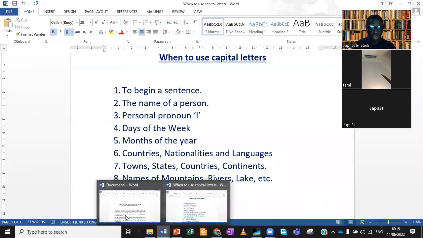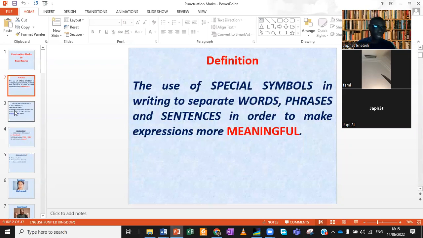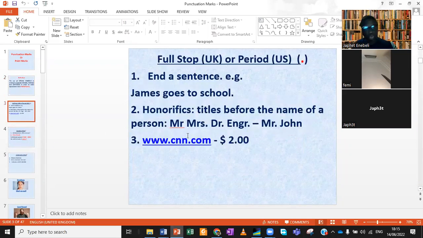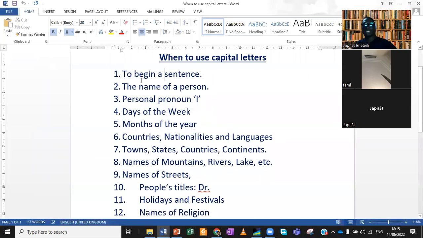Last time we discussed punctuation marks, and I think we stopped at full stop and comma. So today I will show you some other examples, but the most important thing I want to show you today is when to use capital letters. When writing, these are the things they look out for: punctuation marks and capital letters.